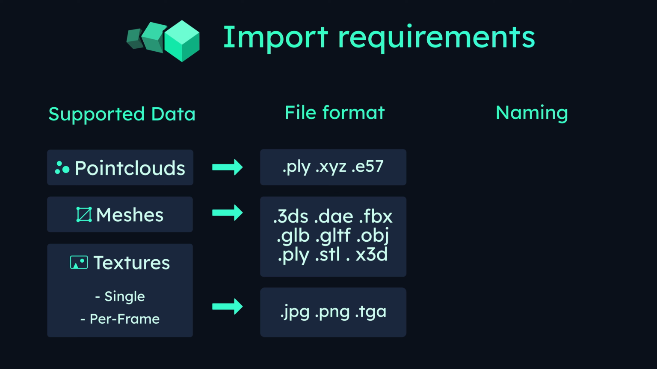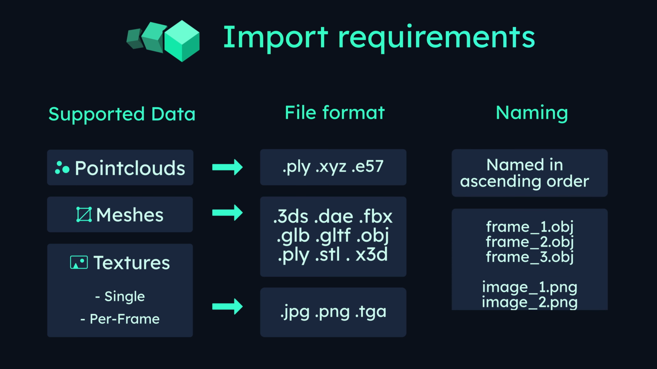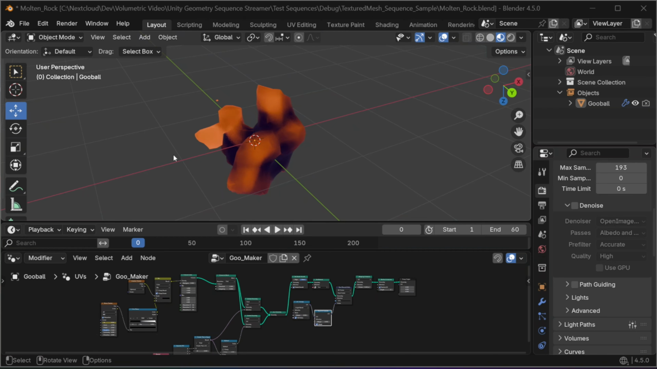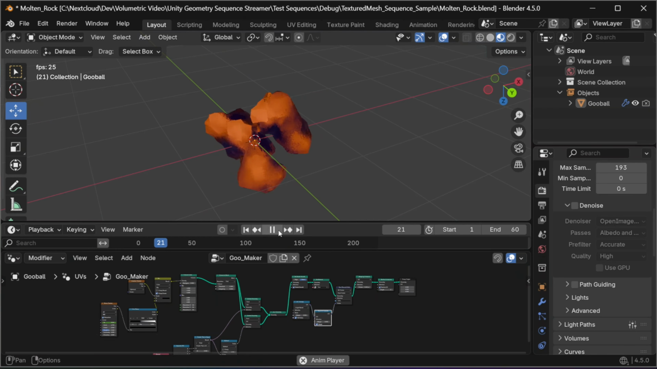And the third and last rule: all files need to be numbered in some kind of ascending order. When you have meshes with per frame textures in your sequence, make sure that the frame number of the textures and meshes correspond. Here, as an example, I have this little procedural animation I made in Blender with geometry nodes.